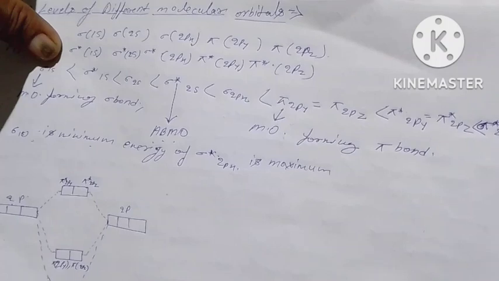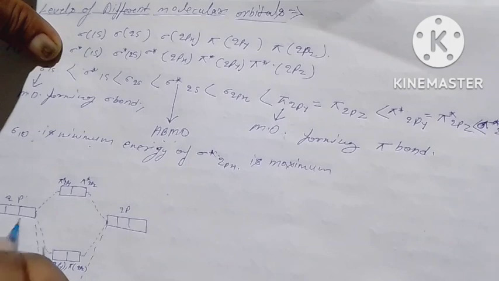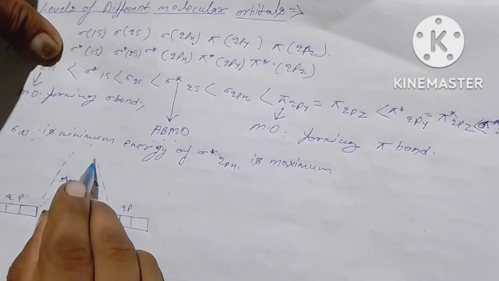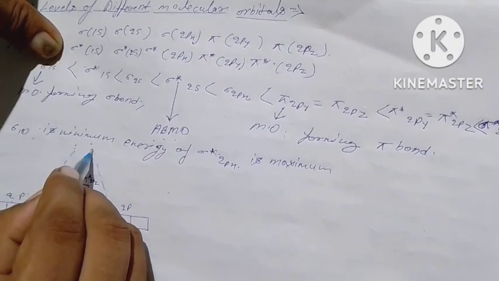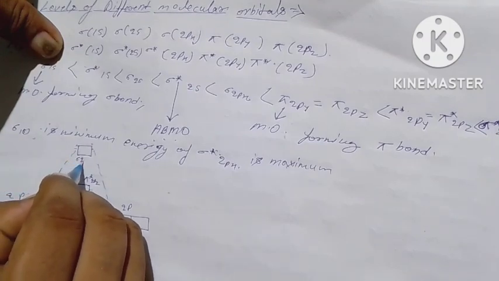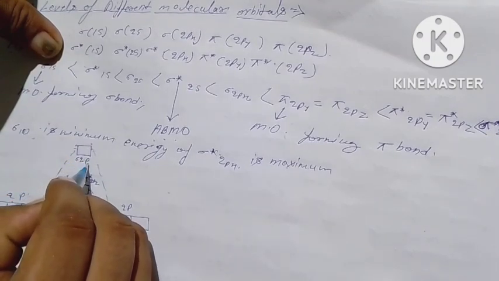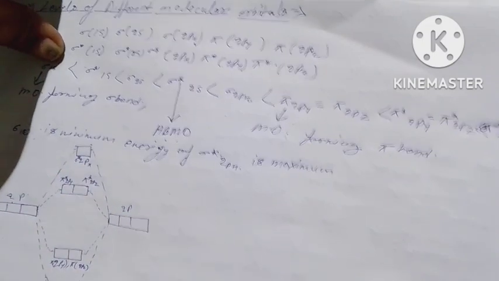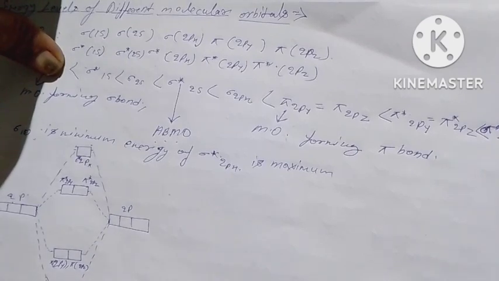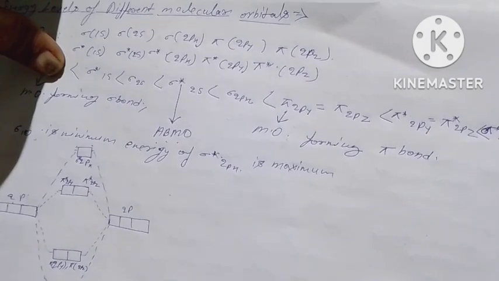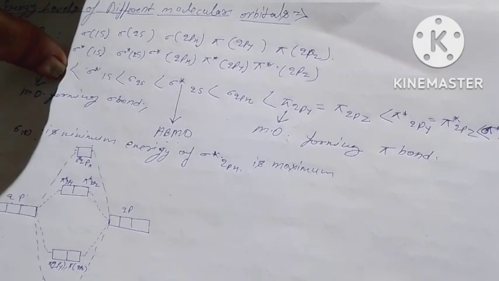This is sigma 2px, and this is sigma star 2px, because this shows the antibonding molecular orbitals. This figure is for nitrogen, oxygen, fluorine. And next figure.